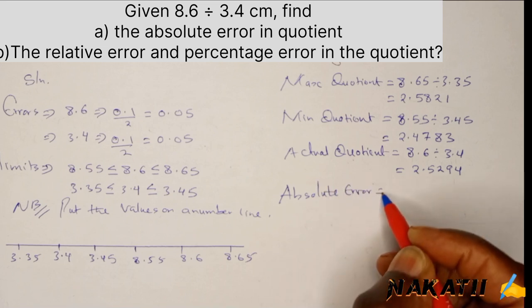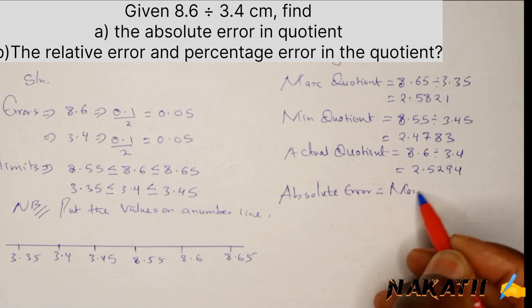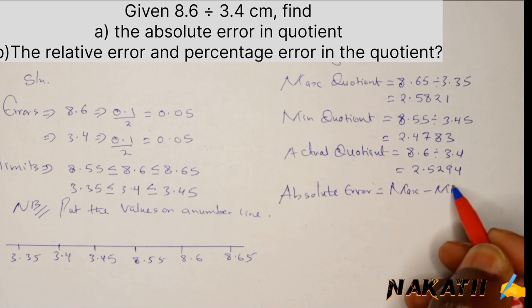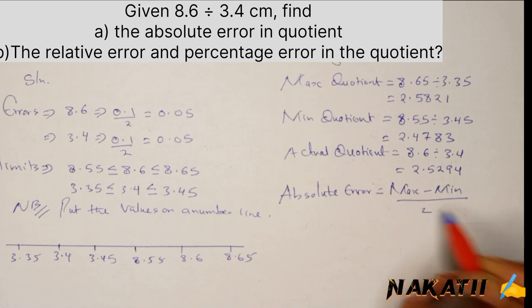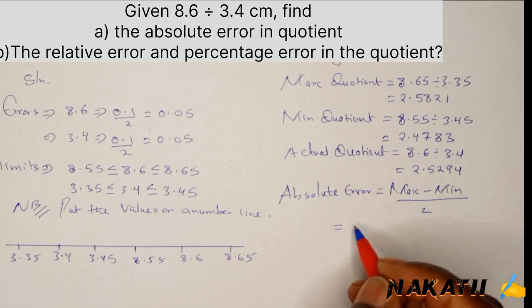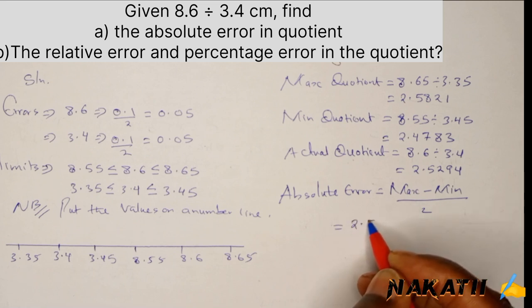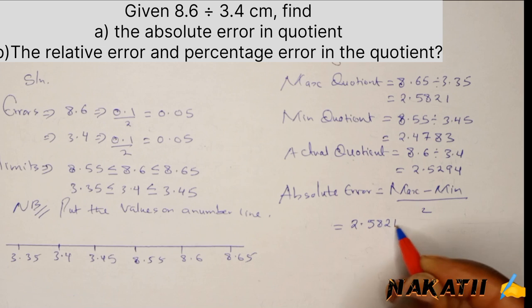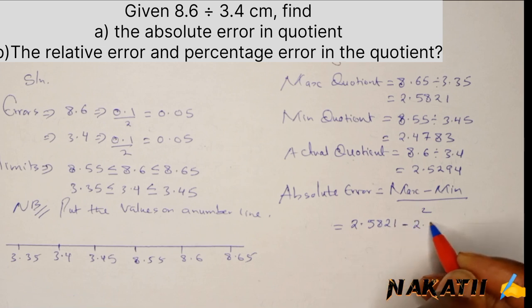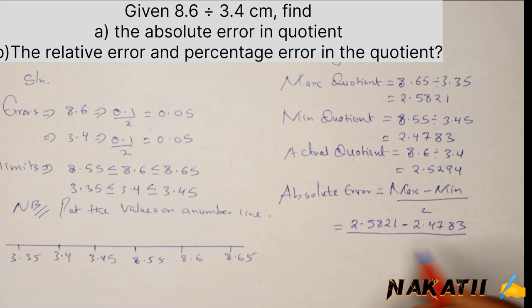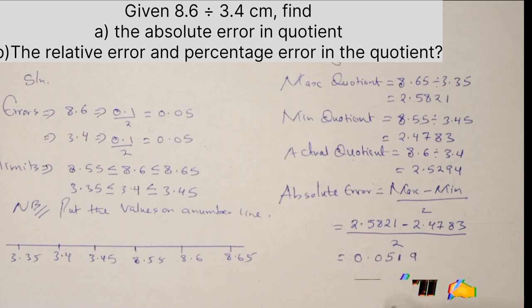Our absolute error will be the maximum quotient minus the minimum quotient, divided by 2. So this will be 2.5821 minus 2.4783, and we divide by 2. Therefore, this will give us 0.0519.